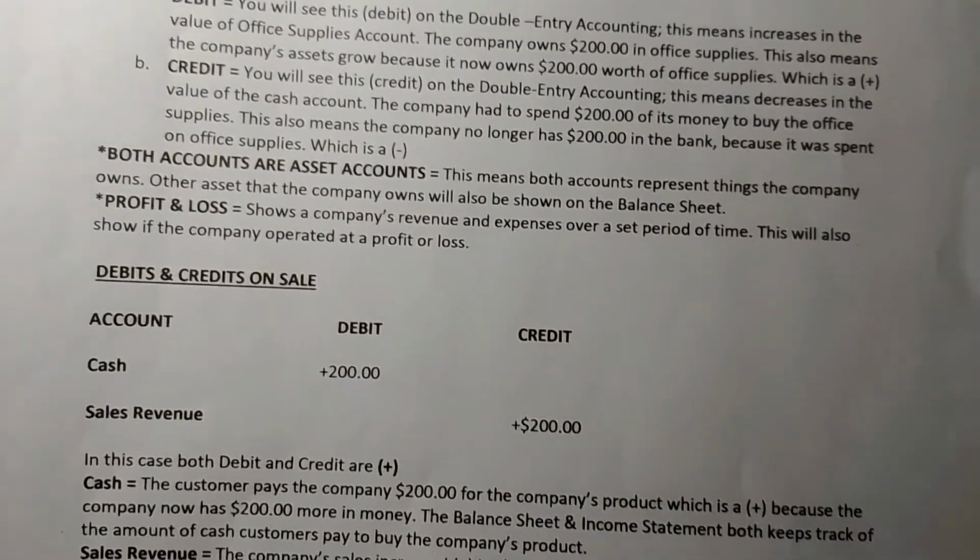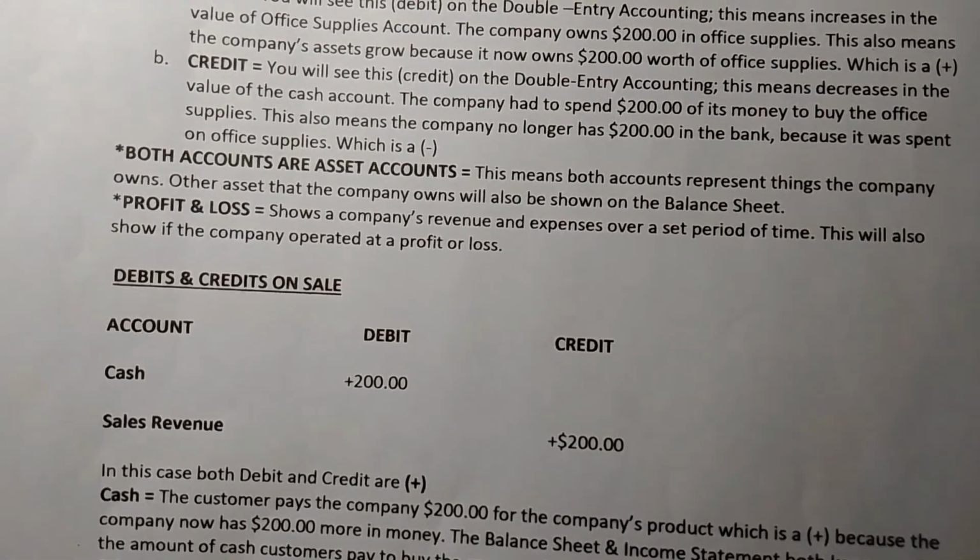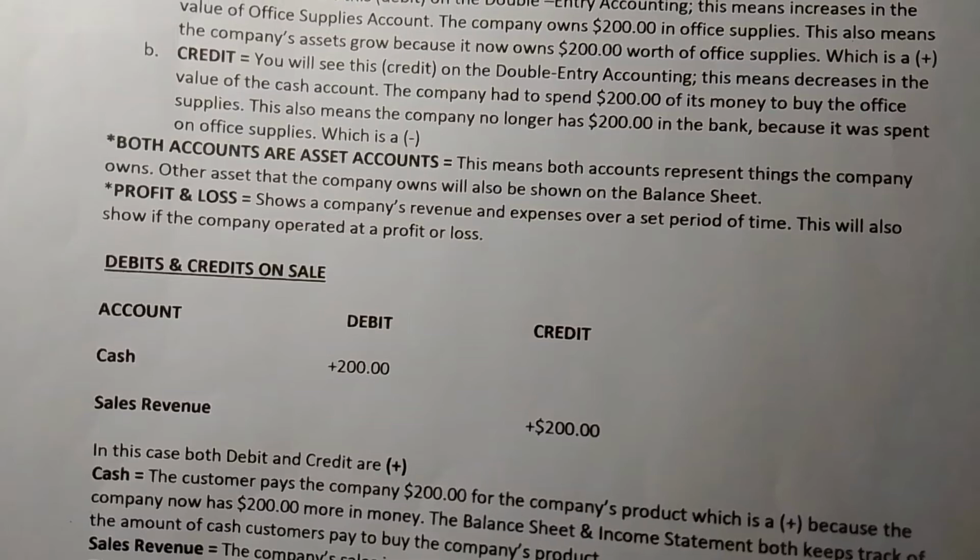$200 that you put in the register because the customer bought that microwave for $200. So that's a plus. The debit is a plus. And then for the sales revenue, it's a plus because your sales just went up $200. So that would be plus $200 as well. Okay? So this is how that looks at the bottom. That's how debit and credit on sales look.